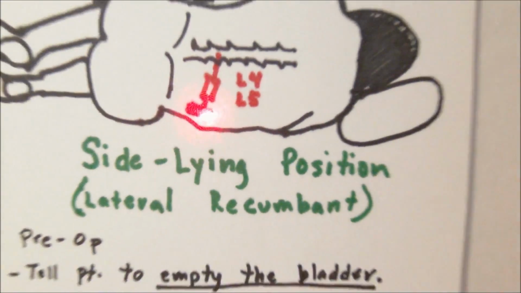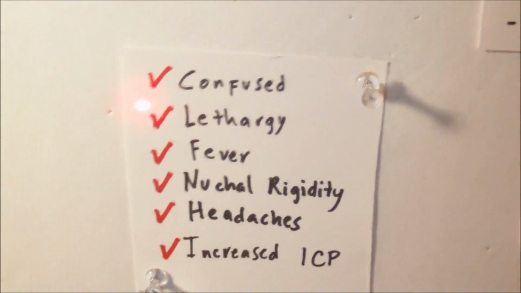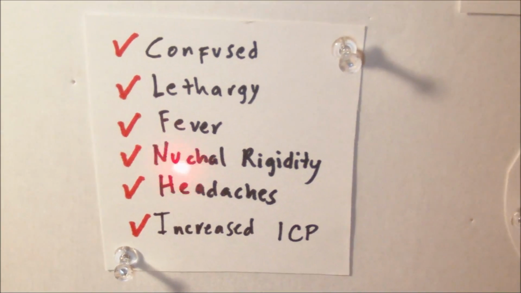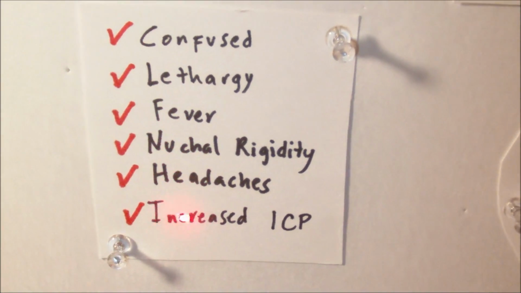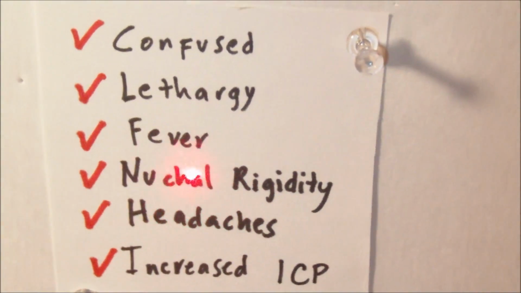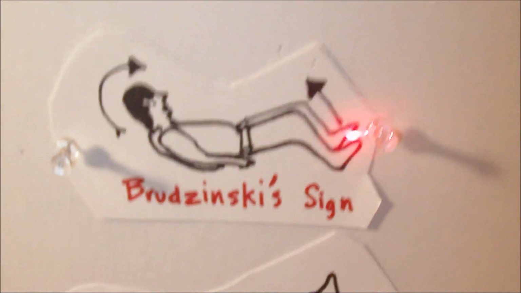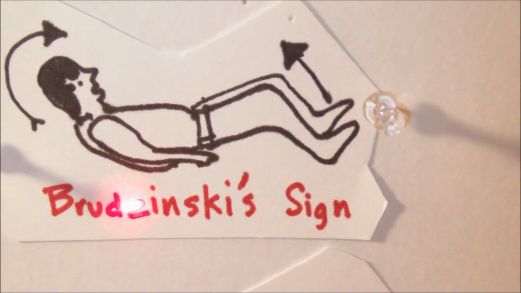So how do we assess this patient? Usually a patient with meningitis would be confused, would have lethargy, would have a fever, would have nuchal rigidity, which is stiff neck, and we have to be careful to manage the patient's increased intracranial pressure. It is also very important to take note for the NCLEX about the two tests that are used to test for meningitis, specifically Brudzinski's sign and Kernig's sign.